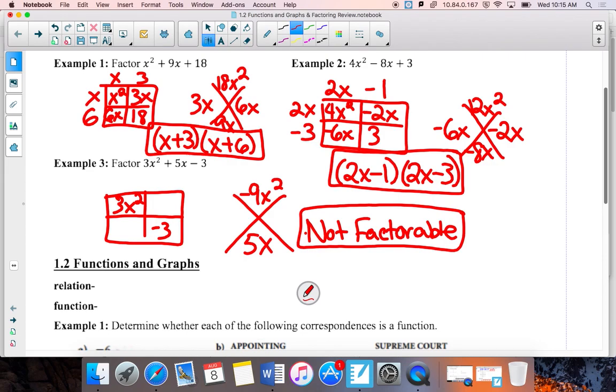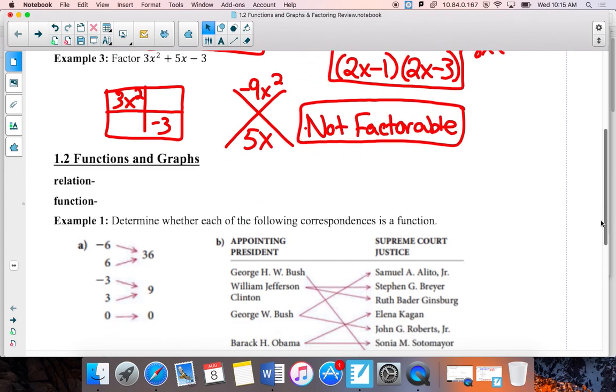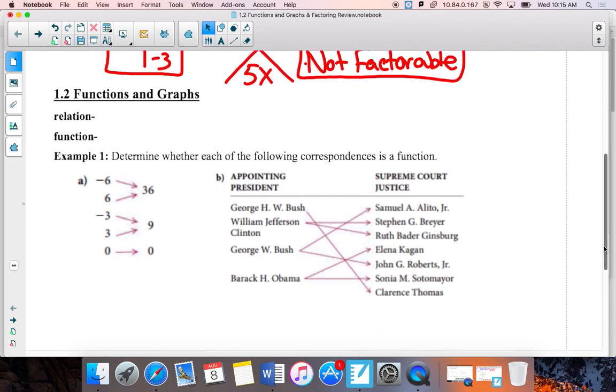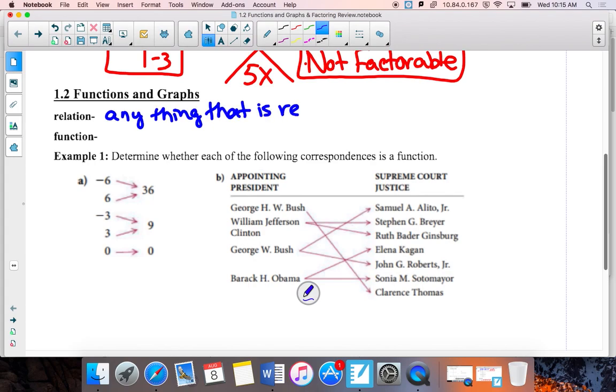So for certain things, if it's not factorable, that is the end. But as we will see later on, just because something is not factorable does not mean that we can't do anything. So for 1.2, we're going to get into functions and graphs. So a relation is really anything that is related. But then a function means that every input has exactly one output.